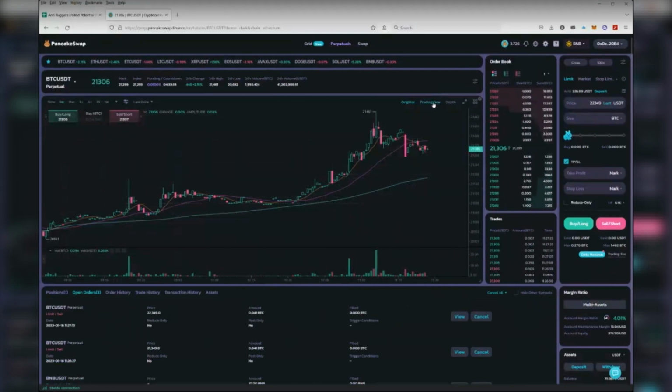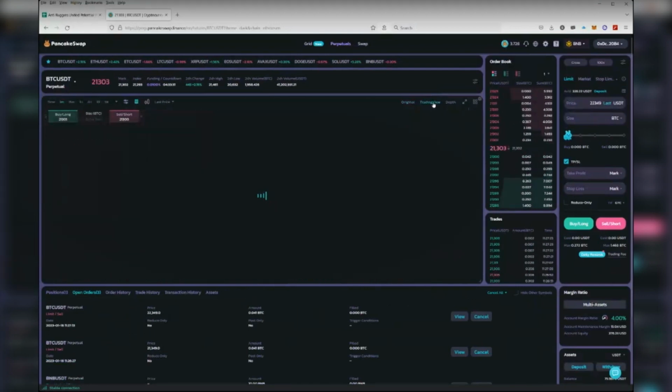If you go on TradingView, it actually shows you where your positions are, but I have trouble sometimes loading the chart. It sometimes worked for me, but mostly now it's not loading. I gotta refresh it.